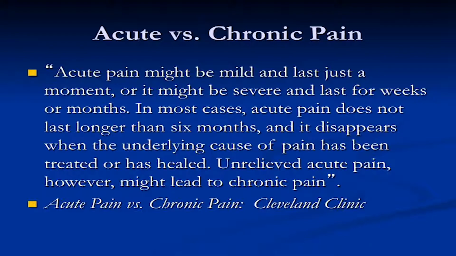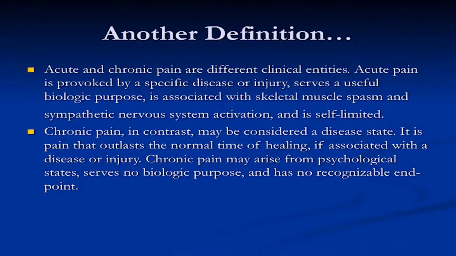The Cleveland Clinic has another definition when it comes to acute versus chronic pain. They're different clinical entities. Acute pain is provoked by a specific disease or injury, serves a useful biologic purpose, is associated with skeletal muscle spasm and sympathetic nervous system activation, and is self-limited. Chronic pain, in contrast, may be considered a disease state. It is pain that outlasts the normal time of healing if associated with a disease or injury. Chronic pain may arise from psychological states, serves no biologic purpose, and has no recognizable endpoint.